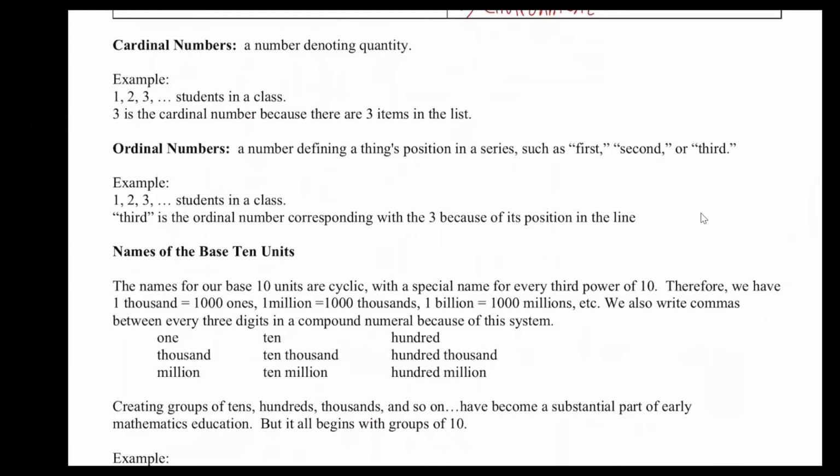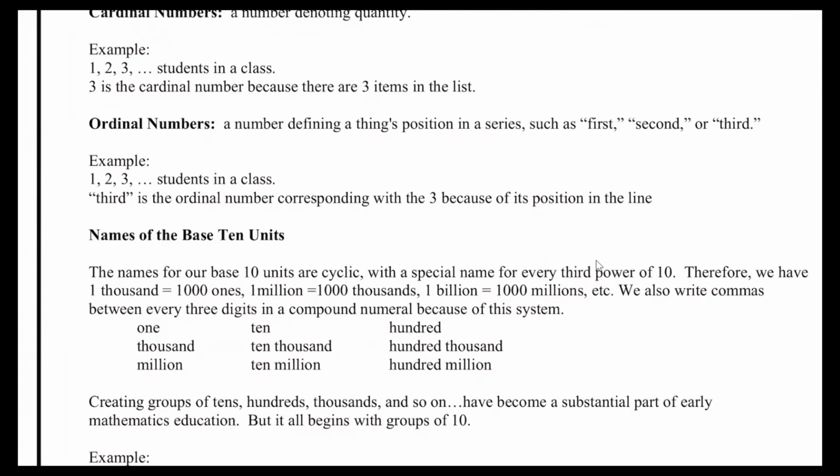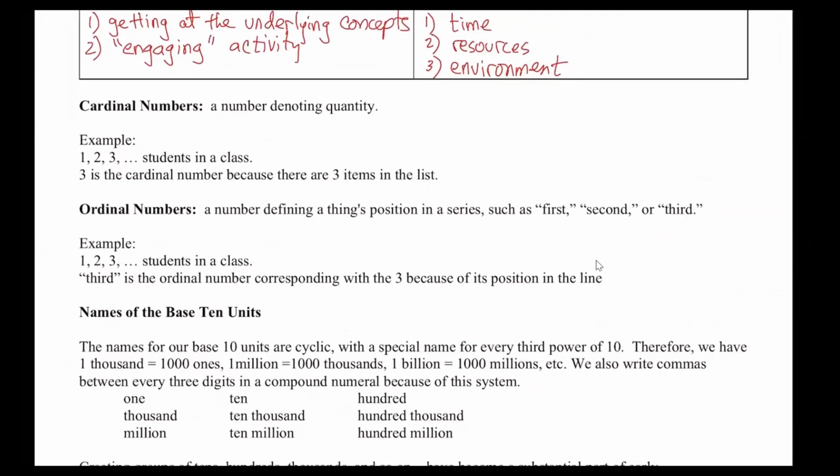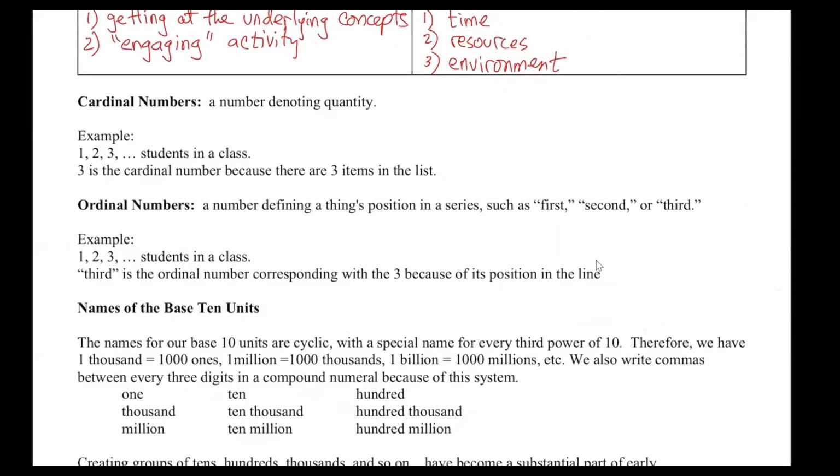So when we start talking about concepts as opposed to skills, you might think about a term like a cardinal number. Now, maybe you wouldn't intentionally think of this term. You wouldn't necessarily think of the word itself, but you might think of the underlying concept. So a cardinal number is a number denoting quantity. And an ordinal number is a number defining a thing's position in a series, like first, second, third. These are things that we tend to understand intuitively.